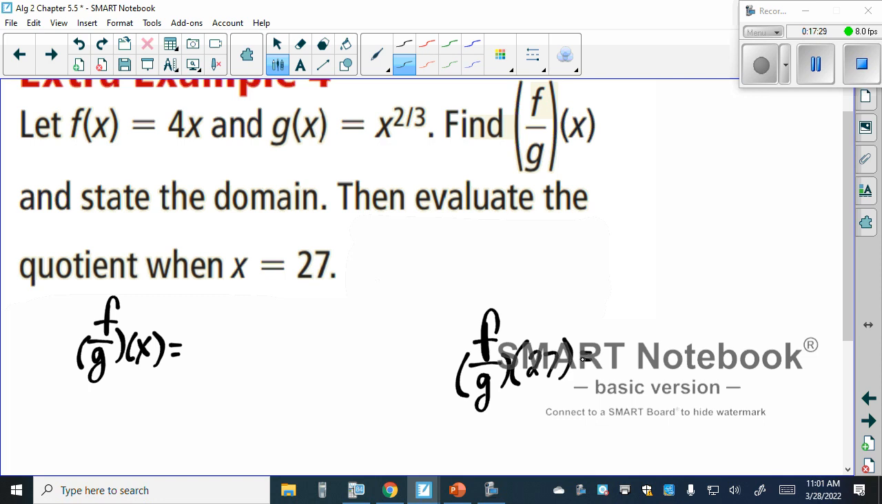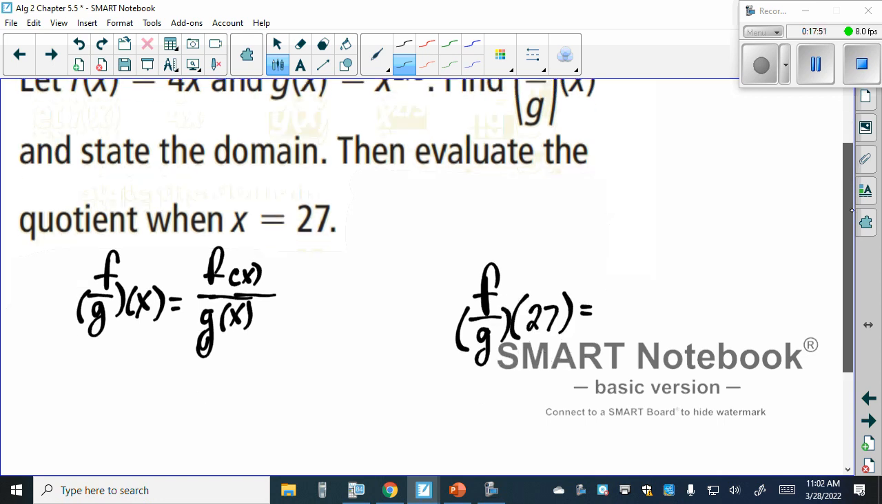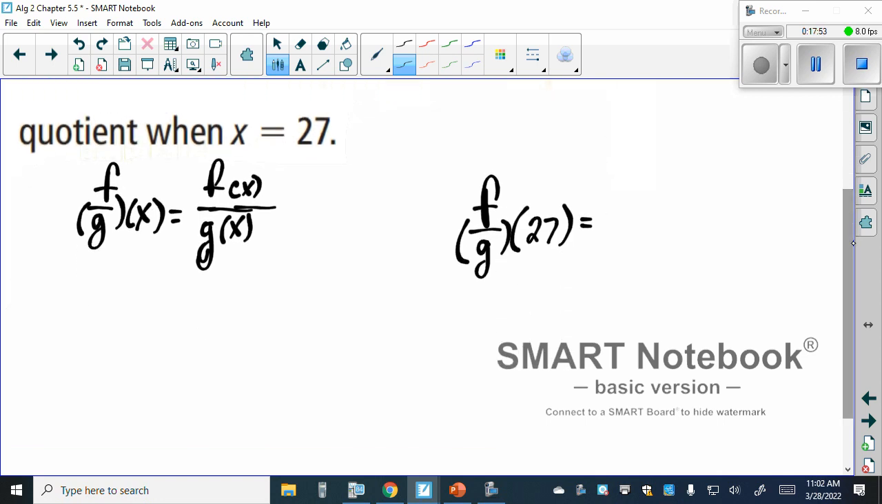So we're going to find f divided by g of x. And then once we find that, we're going to find f divided by g of 27. We're going to plug 27 into that function. And again, f divided by g of x is the same as saying f of x divided by g of x. F of x divided by g of x. And in our case here, f of x is 4x. And g of x is x to the 2/3.